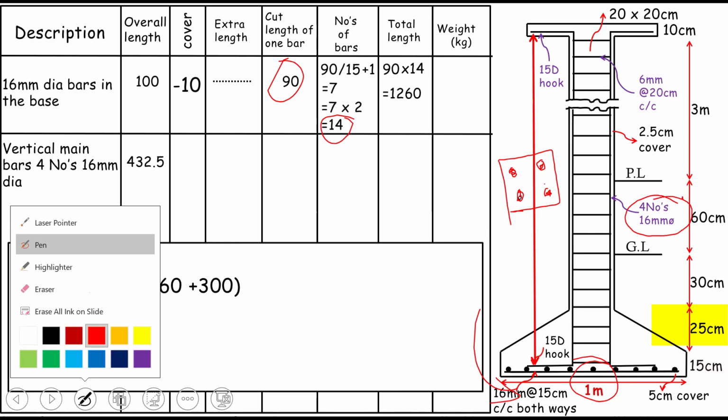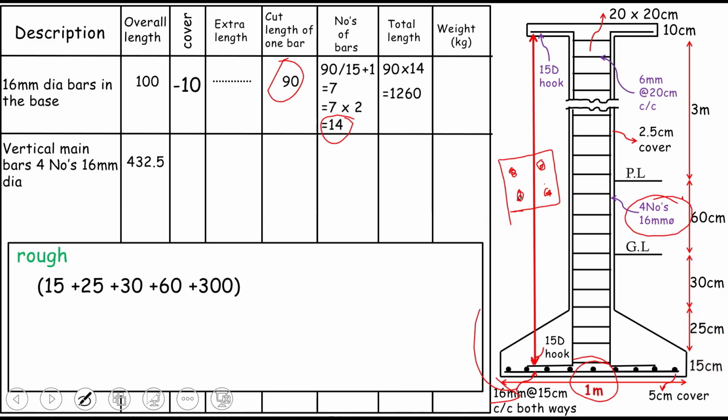Let me just circle that so you guys can see it. That one, 25 centimeters. And then we have actually 30 centimeters, which is this height. You can say below the ground level. Then we have 60 centimeters, and then of course 3 meters, or maybe 300 centimeters. And this 15 is actually the same thing as this 15, which is actually the mat's height. You can say that concrete.